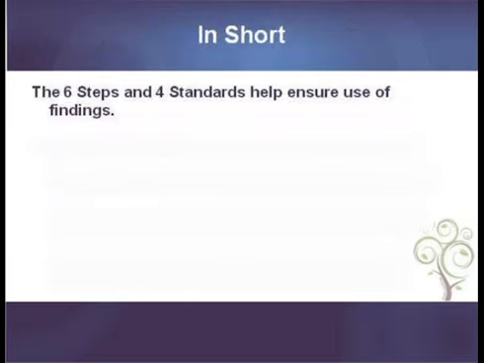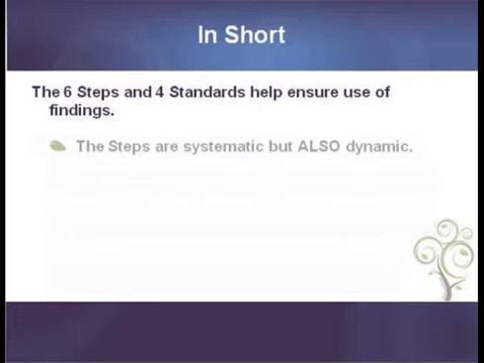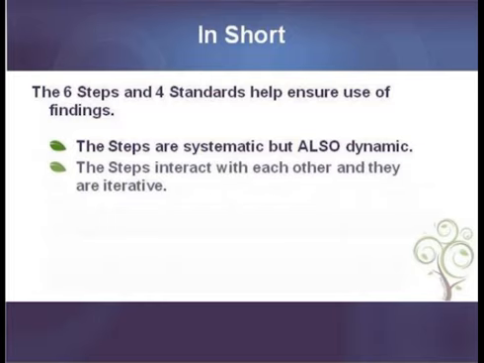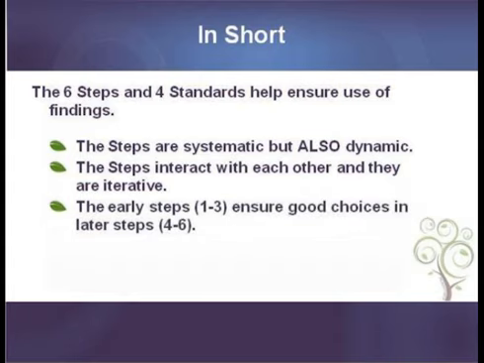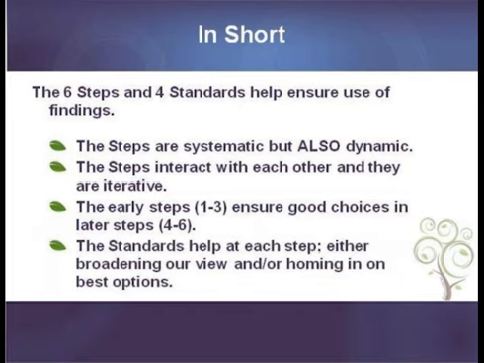So in short, 6 steps and 4 standards help ensure use of findings, and that's the whole goal of this, to get some use of findings for program improvement or conceptual understanding or a host of other uses. The steps are systematic, but they're also dynamic. The steps interact with each other, and they're inevitably iterative, and that's a good thing. The early steps are set as a frame of reference to help us make better choices in the later steps, and then the standards are at the center of the framework, and they help us at each step. They either broaden our view and keep us from underkill, and or they help us home in on the best options and keep us from overkill and remind us that evaluation is situation-specific and good choices this time may not be the same choices next time.